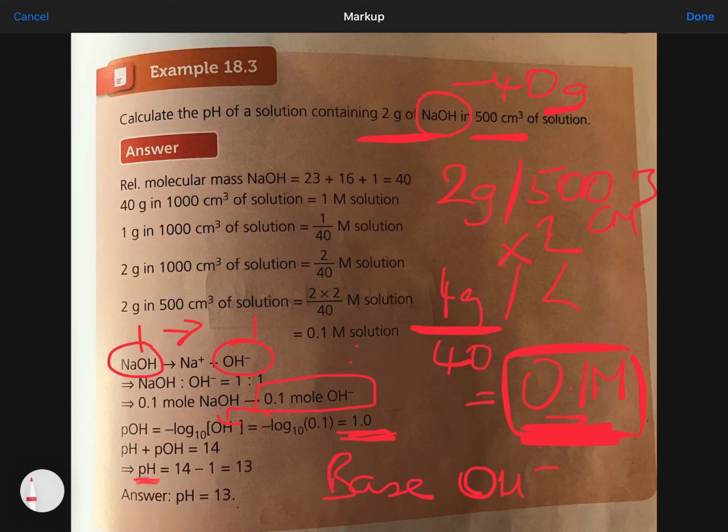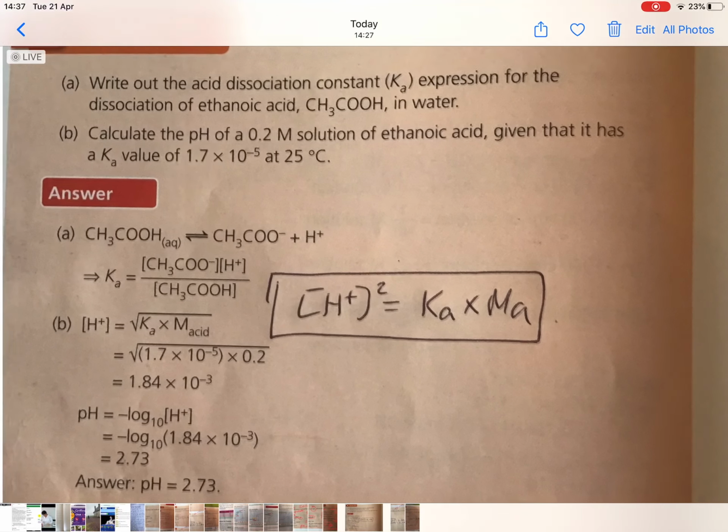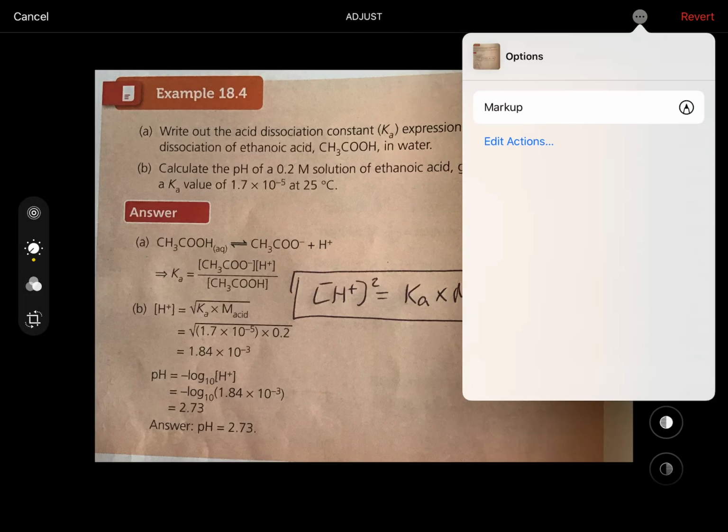Remember now, lads, that if you're asked for the pH of a base, your answer will have to be greater than 7, okay? So 1 would not make sense. A pH of 1 would not make sense for the pH of a base. It has to be more than 7. So then you'll say to yourself, oh yeah, I have to subtract from 14 to get the pH of the base, okay? Now, in the next example, we're given a Ka value.